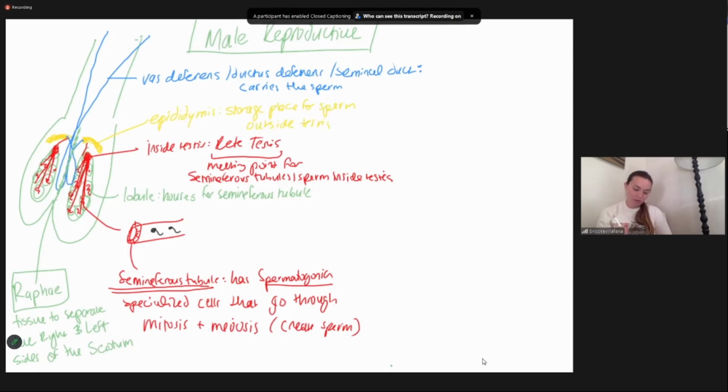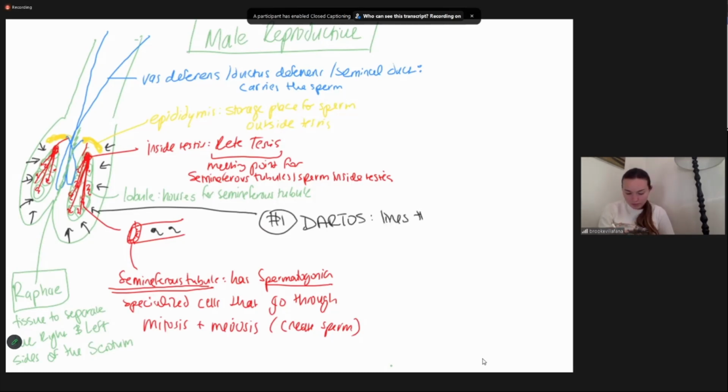So first, what color should I do here? Let's do black. You have one muscle that pulls the scrotum together and upward. I'm drawing arrows so that it shows you what direction. This is called the dartos muscle. It lines the scrotum to pull the testes together and up.